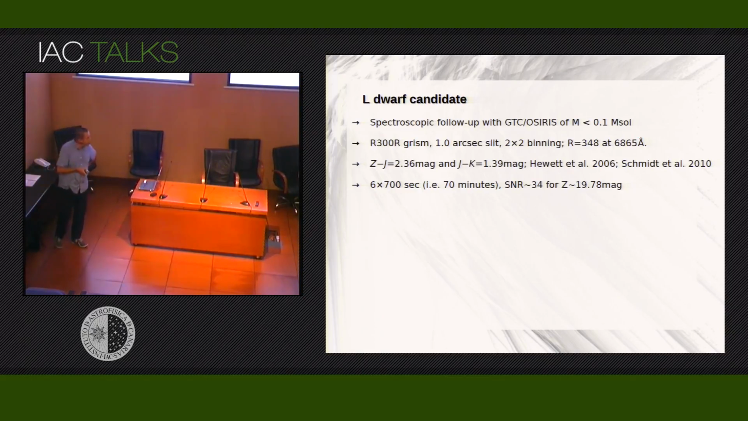For the observation, in total, we needed an integration of 70 minutes for a signal-to-noise ratio of 34 at 8,000 angstrom. The magnitude of our object was around 19.8. In the I band, that's around 22, so a very faint object.